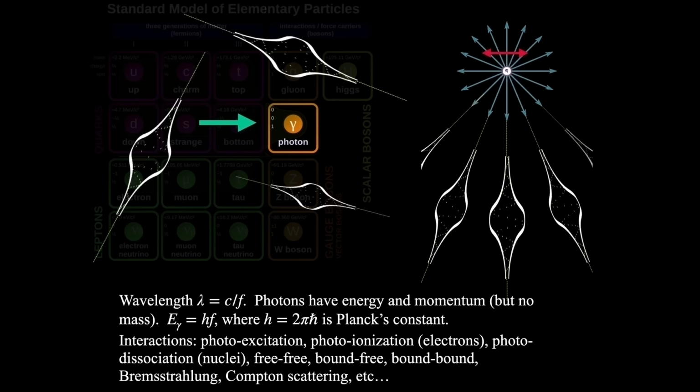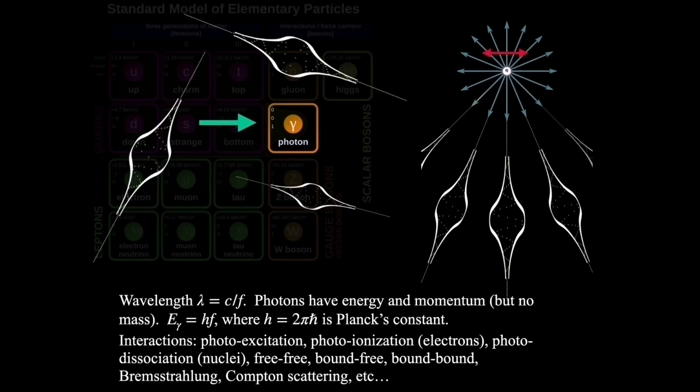And both are measurable. So as a wave, it has a wavelength lambda, which is equal to the speed of light divided by the frequency. And as a particle, photons have an energy and a momentum. But remember, even though they have momentum, they have no mass, where the energy of the photon, and we always use the subscript gamma for a photon, is equal to Planck's constant times the frequency, where h is equal to 2 pi times h bar, which is, of course, Planck's constant.